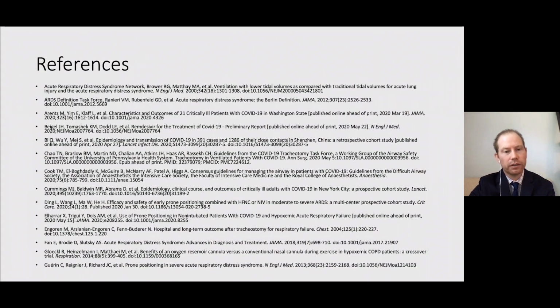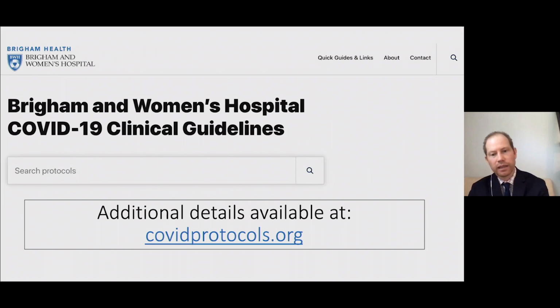References are provided here in case you are interested in reading more about this. And I'd just like to add that much of this information is available at covidprotocols.org, which is a site that we have been maintaining and trying to keep up to date with the latest COVID-related research, primarily related to ICU level care. Thank you so much.